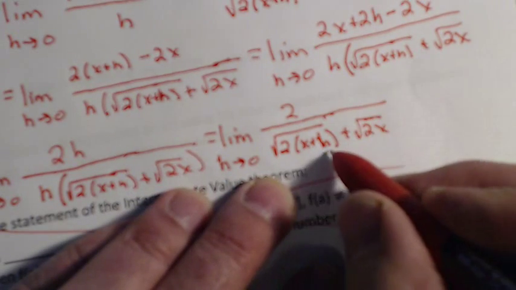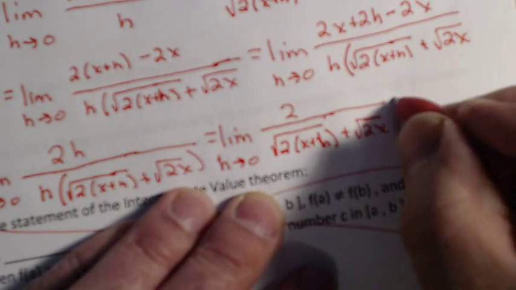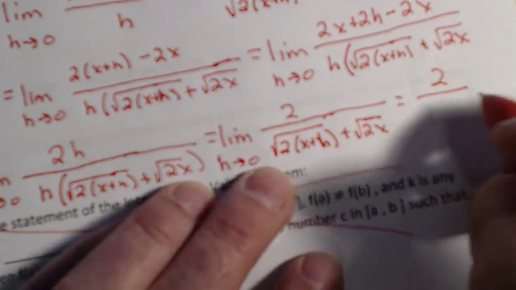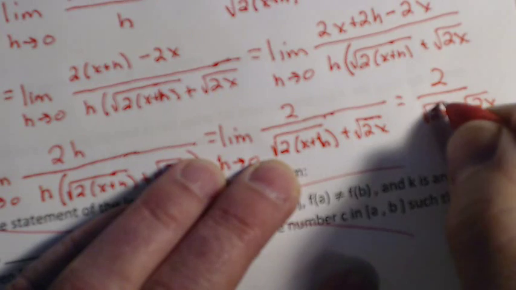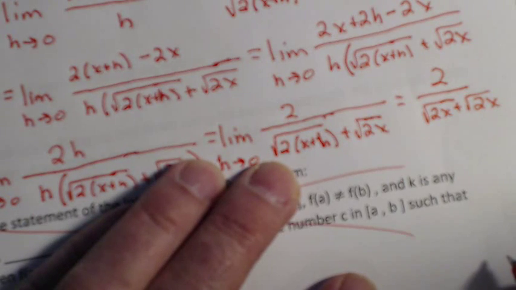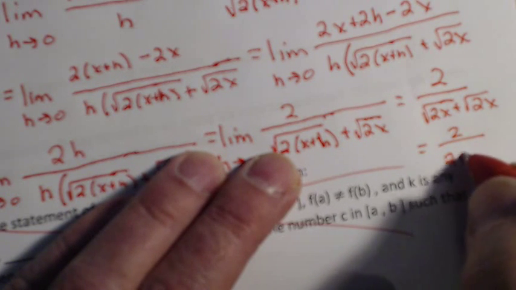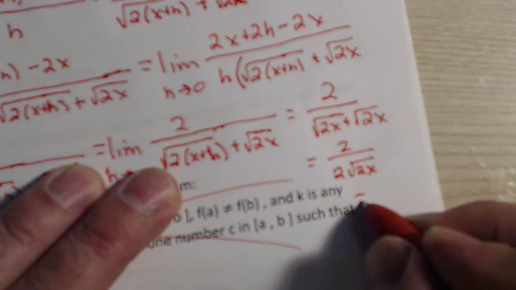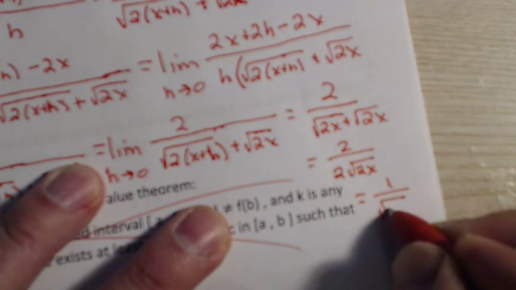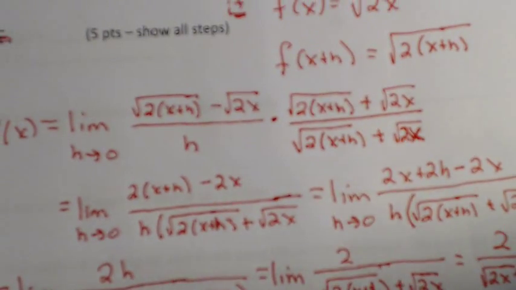Okay, so if I put a 0 right in here, this just becomes the square root of 2x. So I get 2 over the square root of 2x plus the square root of 2x. Well, that's going to be 2 over 2 times the square root of 2x. Now your 2's cancel. And finally, this equals 1 over the square root of 2x. And that is your derivative. Okay, a lot of detail work there.